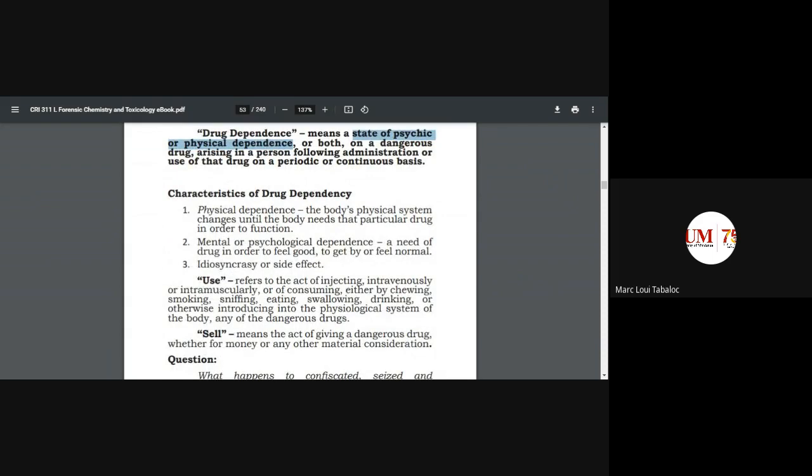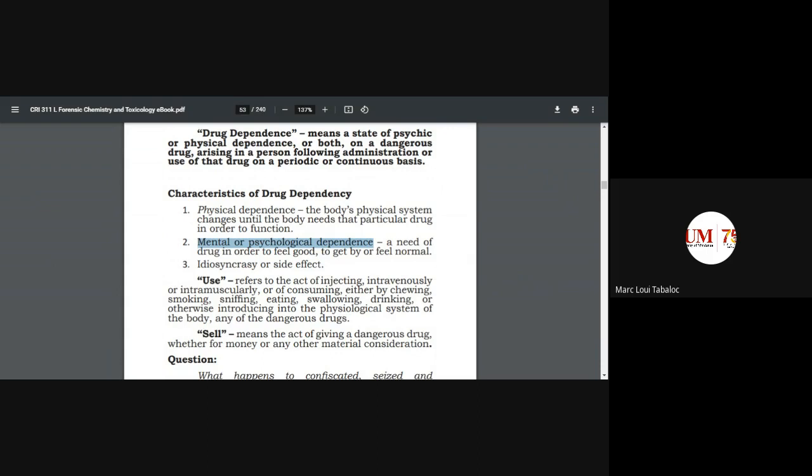So, drug dependency, of course, meron tayong mga characteristics niyan. First, we have physical dependence. Of course, basically physical dependency of the drug. Kumbaga yung katawan mo yung nangangailangan at naghahanap niyon. Mental or psychological dependence. This is the need of drug in order to feel good or to return to normal. Yung nasa isip mo or yung nasa mentality mo na kinakailangan mo.